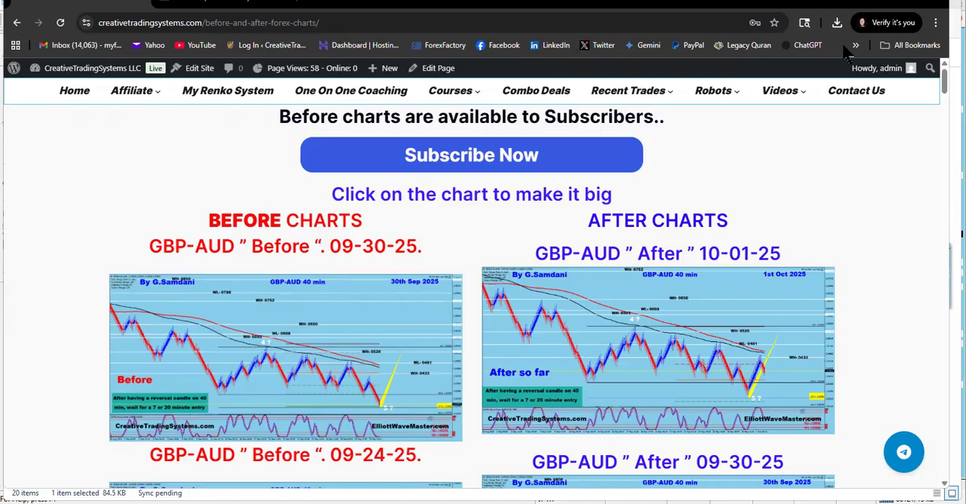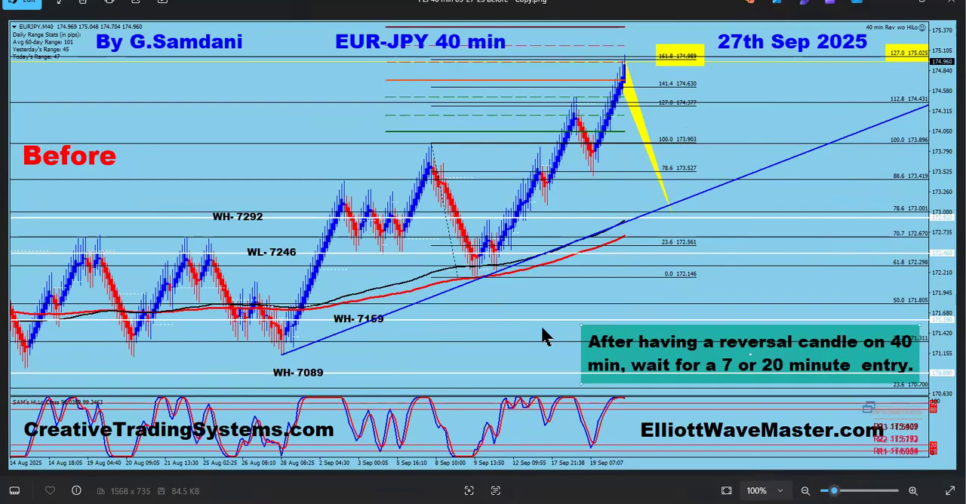So let's get started. I made a few charts over the weekend. Yen pairs were setting up very nicely. So let's recap a little bit, and then I'll show you how many of them came through and what kind of trades I had.